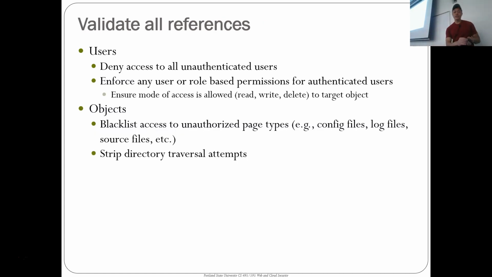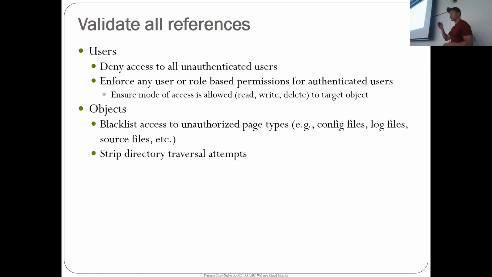Validating all references. When you're trying to validate access between users, you have to make sure every single access a particular user makes is authorized for that user. Enforce any of the role-based permissions that are for authenticated users. So basically making sure you're checking the user and checking the access that that user has on every single access. The other thing you can do is validate the object reference itself.